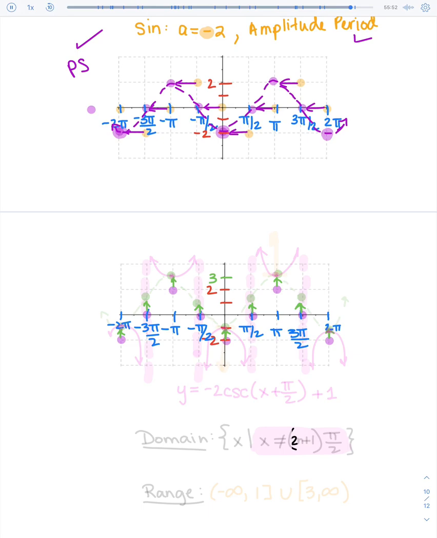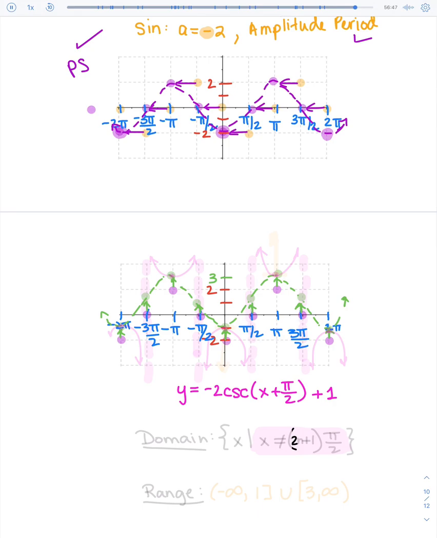And that gives me an idea of what my sine graph would look like now. Again, this is still not what I wanted though. I want my cosecant graph, but I'm almost there. So let's talk about filling in our final cosecant graph. What is our final cosecant graph? The final cosecant graph was y equals -2 cosecant of x plus pi/2, plus 1. And let's see how our graph is going to get filled in here.